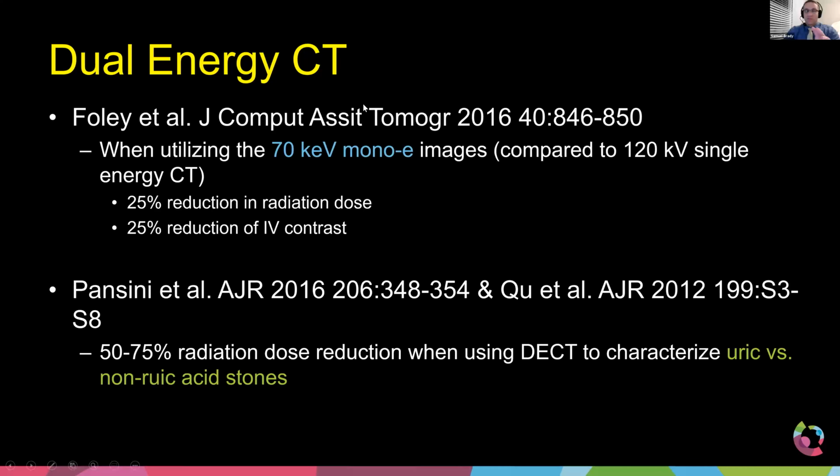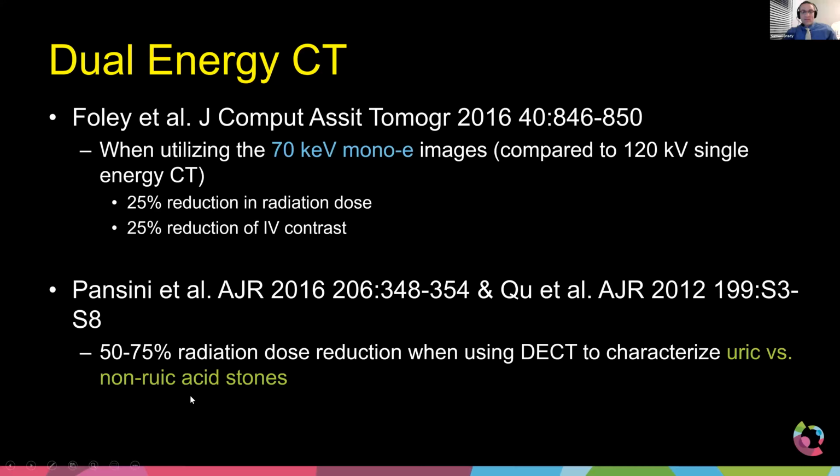Now, when it comes to actually comparing the image quality, for example, looking at the 70 kV mono E images compared to a single energy 120 kV, you can see a 25% reduction in radiation dose, and in this publication, a 25% reduction in IV contrast. So you can maybe leverage that. Instead of doing all dose reduction, you can do contrast reduction too.